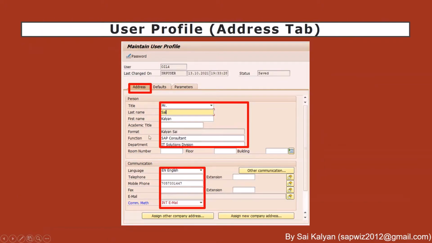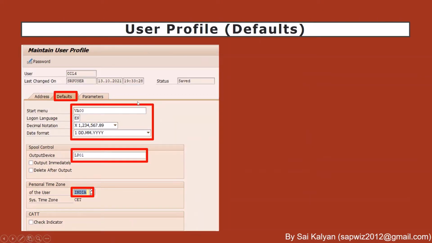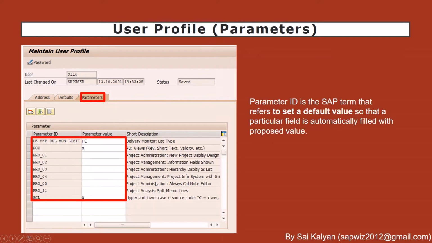And here, as I have told you, the addresses and the communication details can be maintained. Then we have the defaults, where you can maintain the relevant defaults, output device, and the personal time zone. And the last one is the parameter. Parameter ID is the SAP term that refers to setting a default value so that a particular field is automatically filled with the proposed value. So this is about the user profile maintenance today.